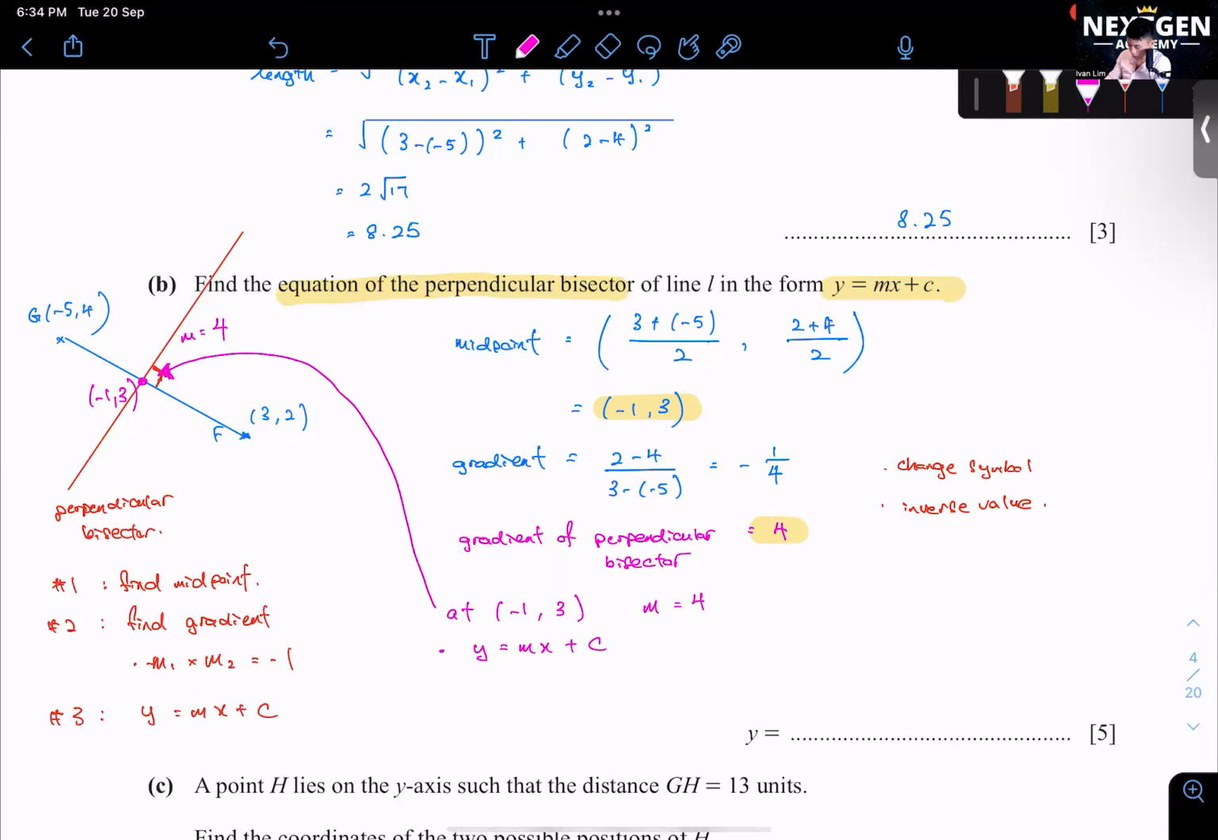So y equals mx plus c, 3 equals 4 times negative 1 plus c. We need to find the c value first. Negative 4 plus c, therefore c equals 7. Your final equation here will be y equals 4x plus 7. You see, these are nice, 5 marks already.